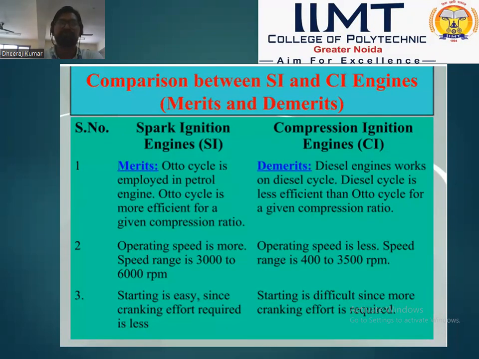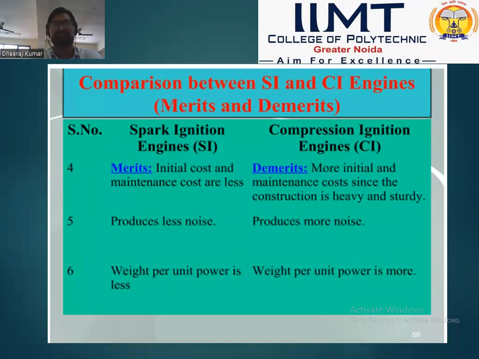In the SI engine, operating speed is more. In the CI engine, operating speed is less, ranging from 400 to 3500 RPM. Starting is easy in the SI engine since the cranking effort required is less. Starting is difficult in the CI engine since more cranking effort is required.